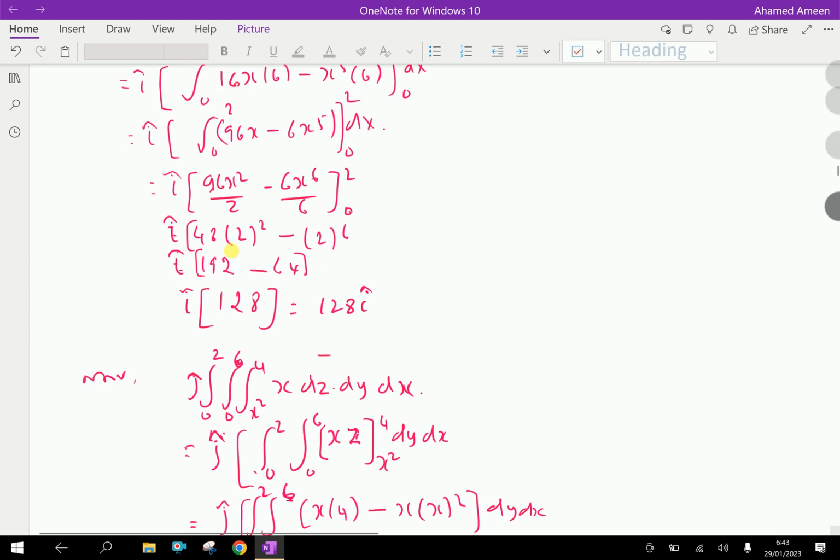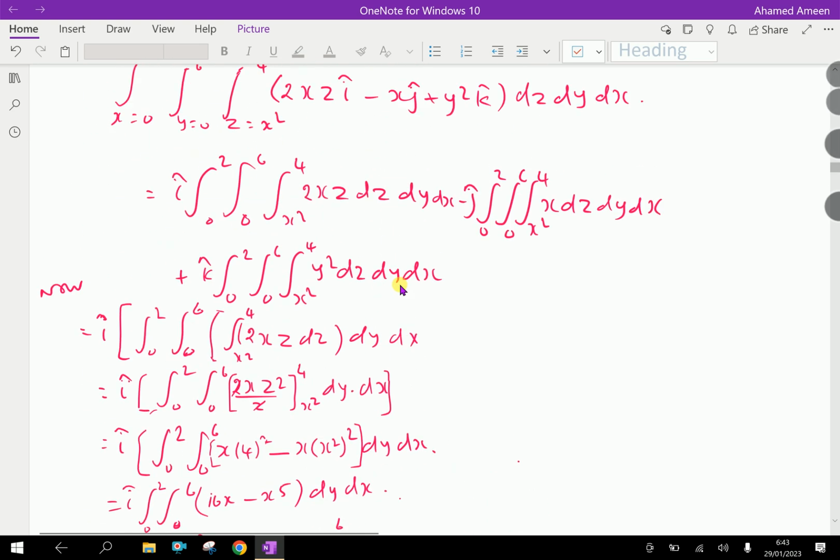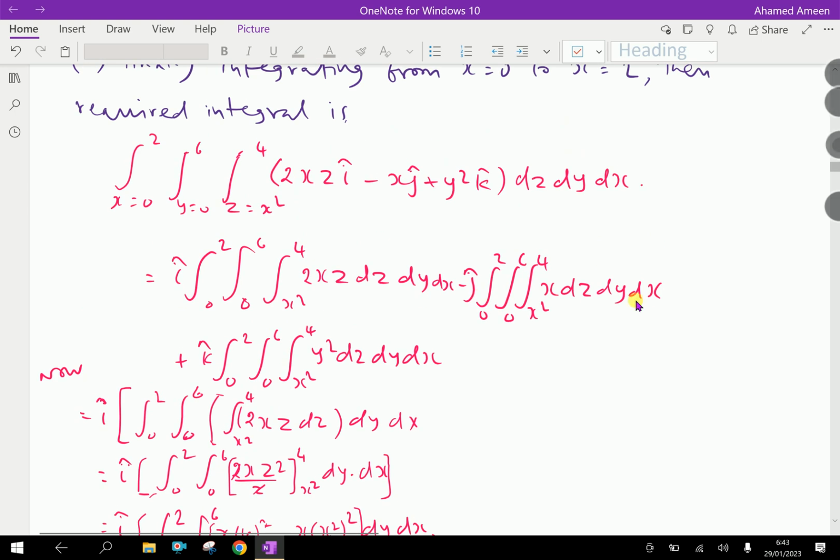So which gives 4 into 48, because 2 squared is 4, which is 192, minus 2 to the power 6, which is 64. Simplifying, the i vector is 128. Therefore, the i part is 128i.